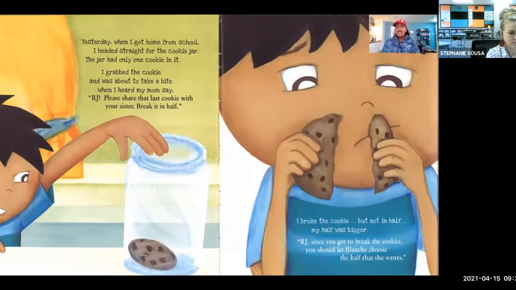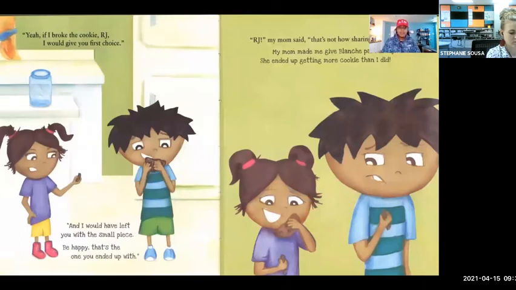Break it in half. I broke the cookie, but not in half. My half was bigger. RJ, since you got to break the cookie, you should let Blanche choose the half she wants. Yeah, if I broke the cookie, RJ, I would give you first choice, and I would have left you with the small piece. Be happy. That's the one you ended up with. RJ, my mom said, that's not how sharing works. My mom made me give Blanche part of my half. She ended up getting more cookie than I did.